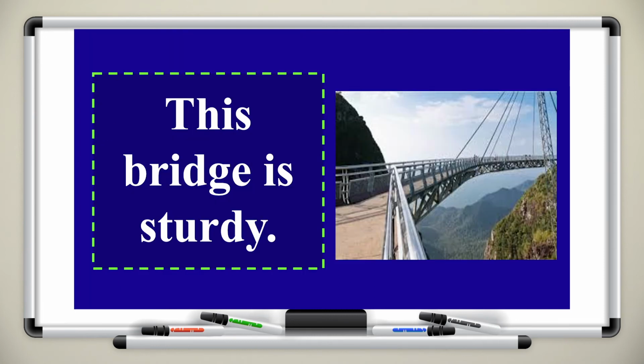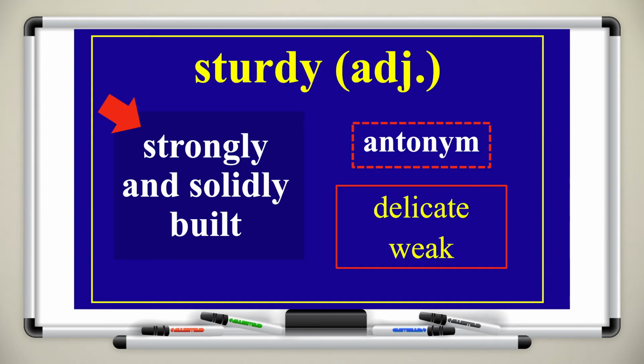Now look at this image. You can see a bridge. This bridge is sturdy. What do you think the word sturdy here means? I'll give you a few seconds to think about it. Sturdy is an adjective, and it means strongly and solidly built. The opposite of the word sturdy is delicate or weak.